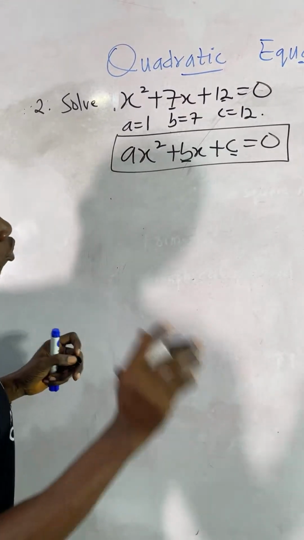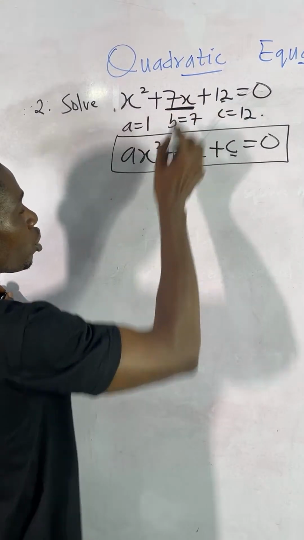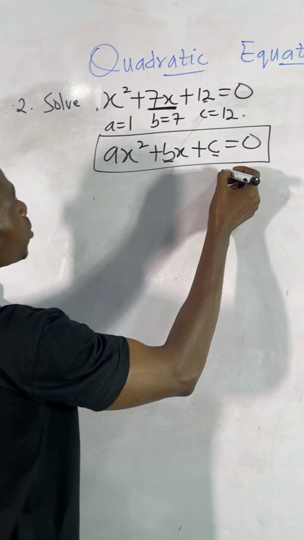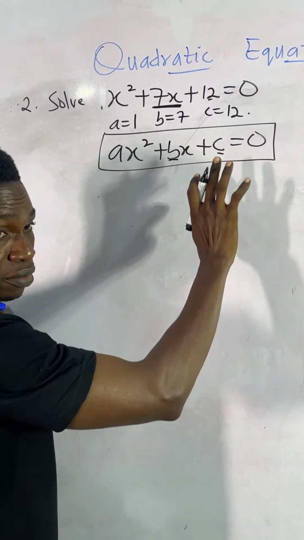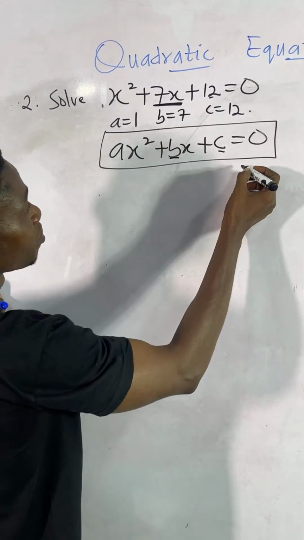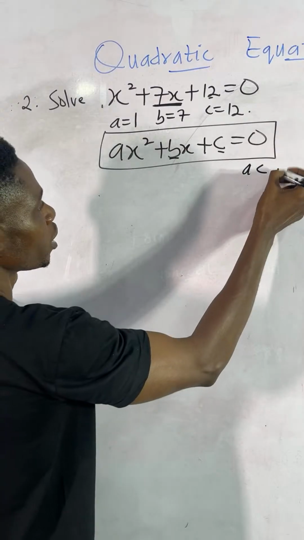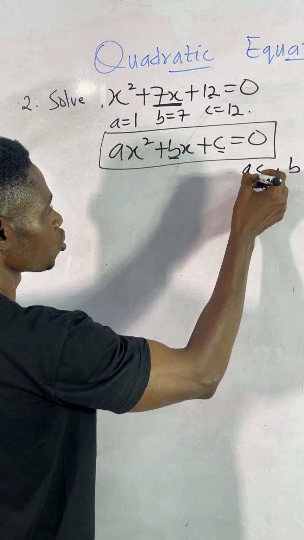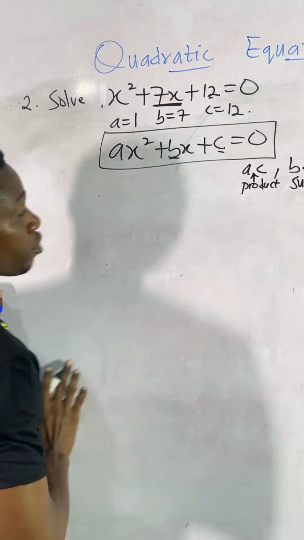Now, remember what we want to achieve. We're looking for two numbers to break this 7 into. When we multiply them, we get AC. When we add them, we get B. So the product of those two numbers will give us AC, and the sum of the two numbers will give us B.